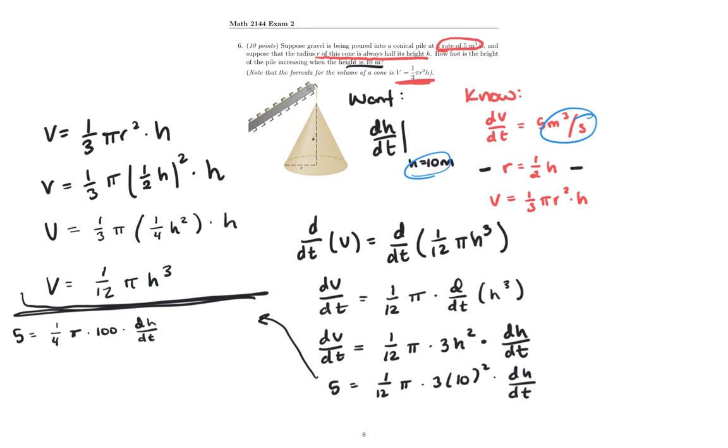Okay, so I'm going to multiply both sides by 4. So I get 20 is equal to pi times 100 times dH/dt, and I'm going to divide both sides by pi times 100. So I get 1/(5 pi) is equal to dH/dt.